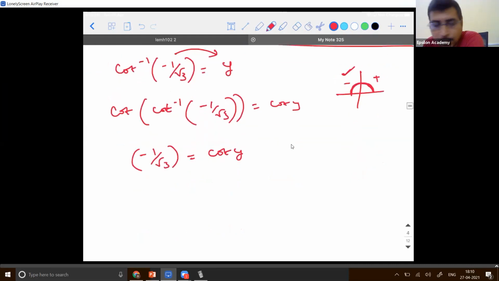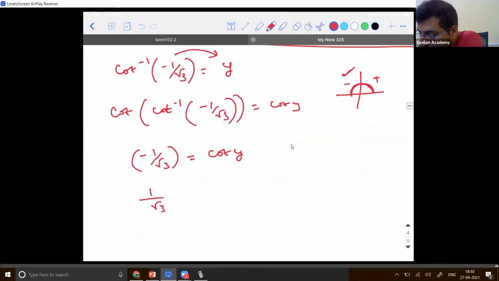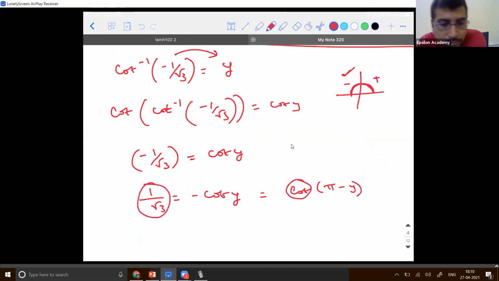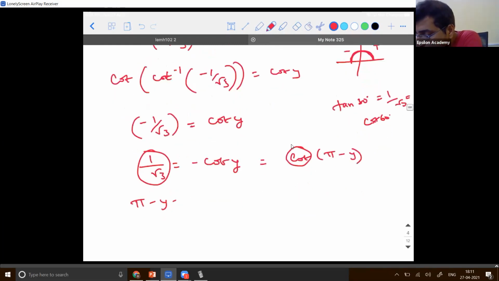So cot y is equal to minus 1 by root 3 means I will write 1 by root 3 is equal to minus cot y. Okay, this is cot of pi minus y. Now tell me what value of cot will generate 1 by root 3? That is easy, no? Tan 30 is 1 by root 3. This will be the same as cot 60. So pi minus y should be equal to pi by 3. Then y should be equal to pi minus pi by 3, which is nothing but 2 pi by 3.